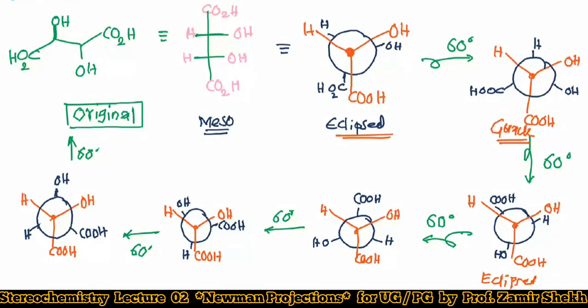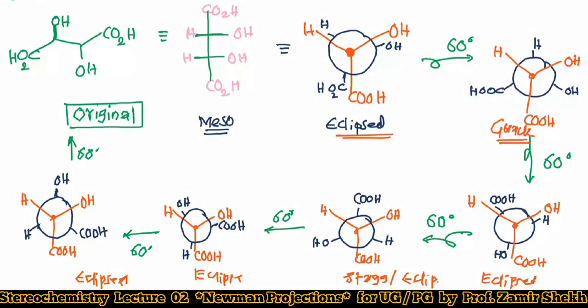This is an example of staggered as well as gauche. If you look at the COOH, it is staggered. Or if you look at the COOH and OH, it is eclipsed now. Similarly, the next molecule is again eclipsed with respect to the COOH and OH. But if you look at the OH and COOH, they are staggered. But the same groups are opposite, so you can call it eclipse now. And lastly, the eclipse now. So you can do this kind of conversion in a molecule now.